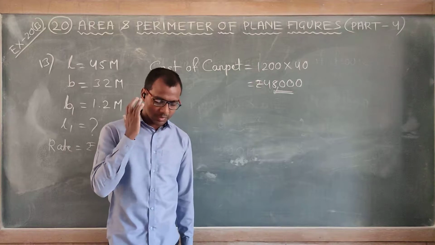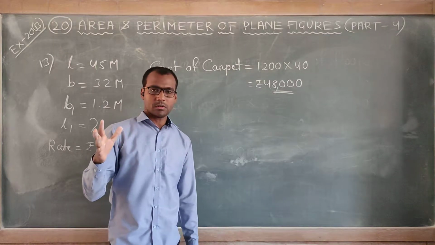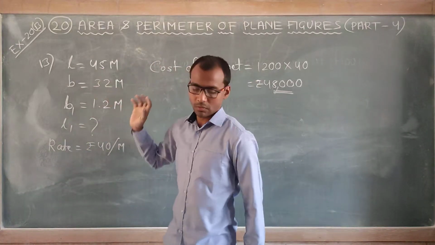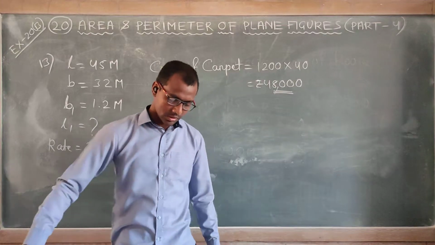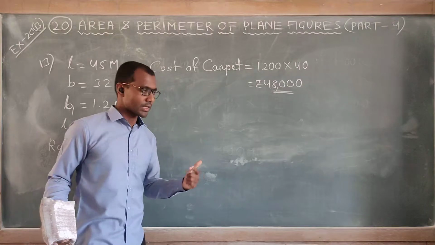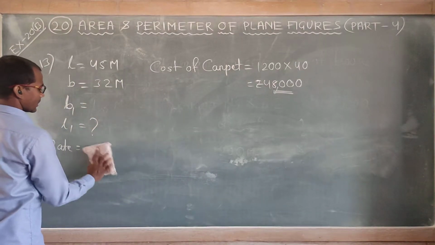Now one more case has been given. Also find the cost of carpeting the same home, the same area. Okay. Dimension same, 45 32, but in this case the width of carpet is not the previous one, it is now 80 cm. Okay, so if you change values, rate is also different.